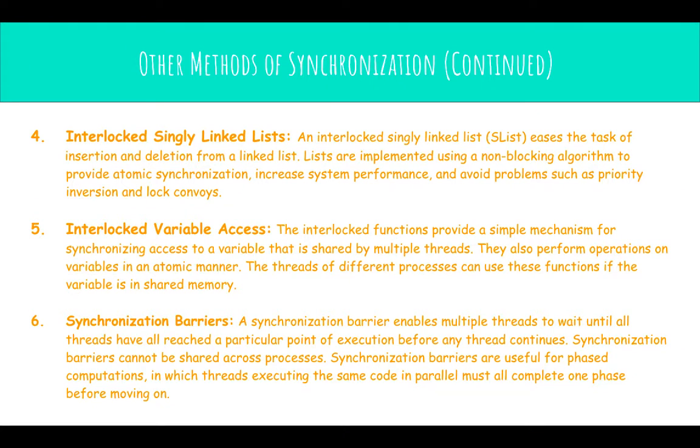Interlocked variable access. The interlocked functions provide a simple mechanism for synchronizing access to a variable that is shared by multiple threads. They also perform operations on variables in an atomic manner. The threads of different processes can use these functions if the variable is in shared memory. And then of course there are synchronization barriers.